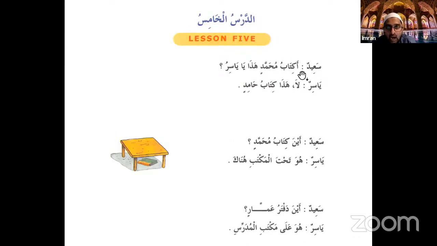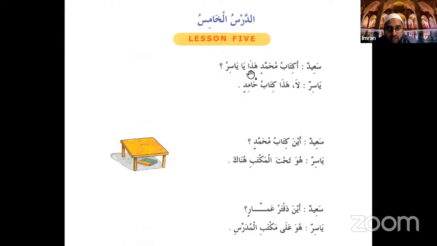Sa'id: A kitabu Muhammadin hadha ya Yasiru? So here, kitabu Muhammadin. Hadha means this. So you translate it as, is this Muhammad's book, O Yasir? You can see the word Yasir after ya, which means O. So it's not Yasirun, it's only with one dhamma. Ya Yasiru. Okay, that's the question.